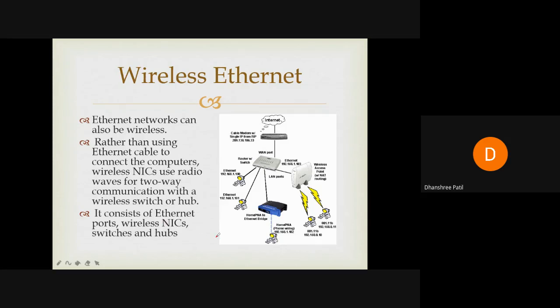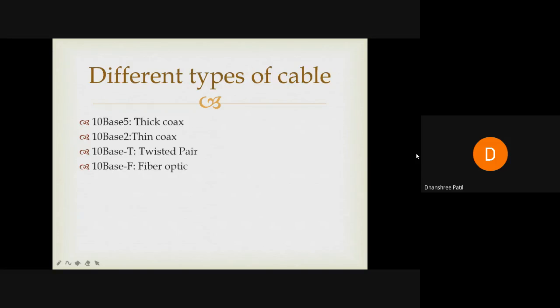So it consists of Ethernet ports, wireless NIC switches, and hubs. You can see here, Ethernet can be wired as well as wireless. Means we can create a network by using wires as well as a wireless network. Now, for this creation, different types of cables are used. In this chapter we are going to see these four cables. There are some other cables in the next chapters.